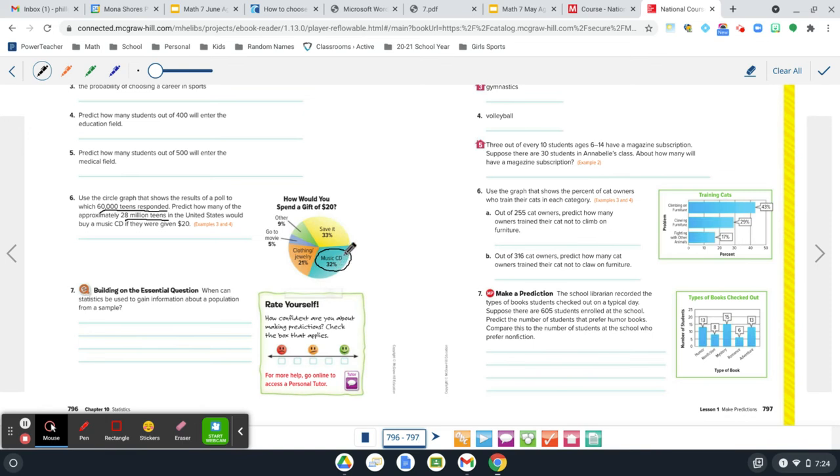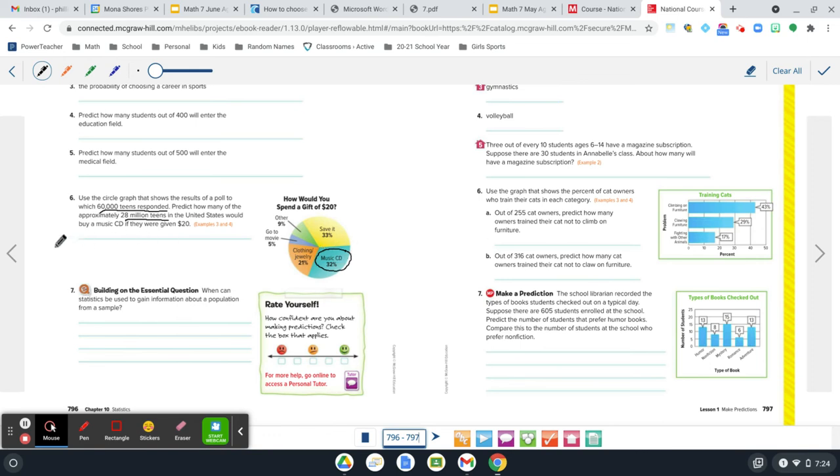Now, the next thing that we're going to take a look at is, well, we need to predict. There's 28 million teens in the United States. This survey was based on 60,000 teens. That was their sample, their survey. Even though 60,000 is a big number, that was actually their smaller amount. That was their sample compared to the 28 million teens in the US. Obviously, that's the population. So now we're going to predict using this percentage.